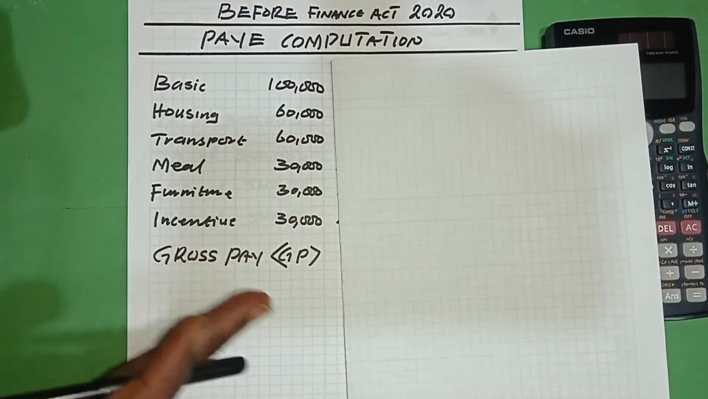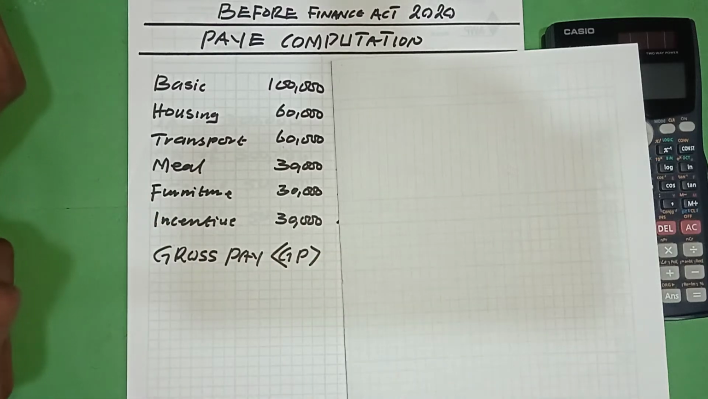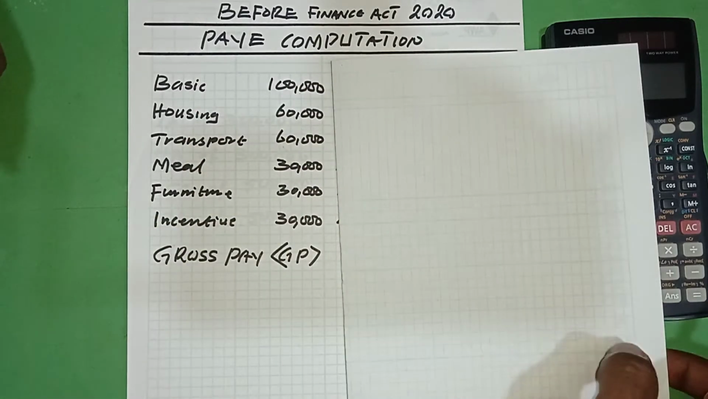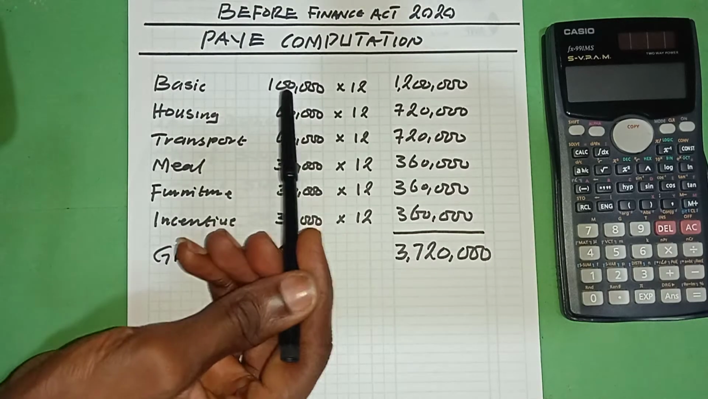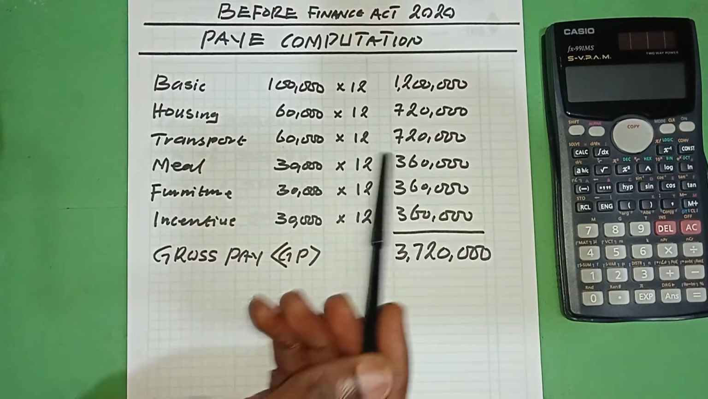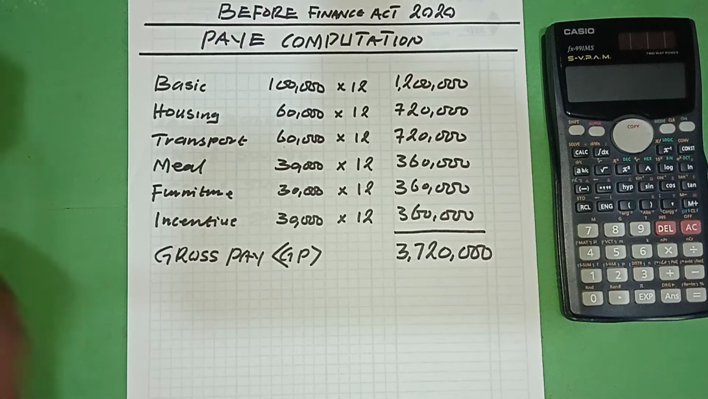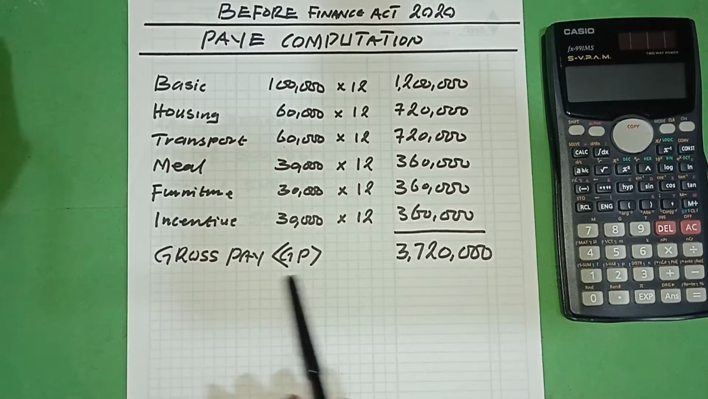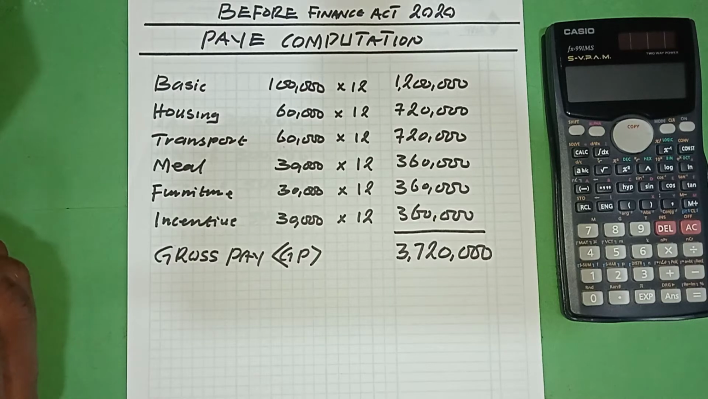Once they are given to you like this, all you do is convert them to yearly figures, which is to say times 12, and you will have something like this. You add it up. This will now give you your gross pay. So it is from this gross pay that we are going to start our computation.